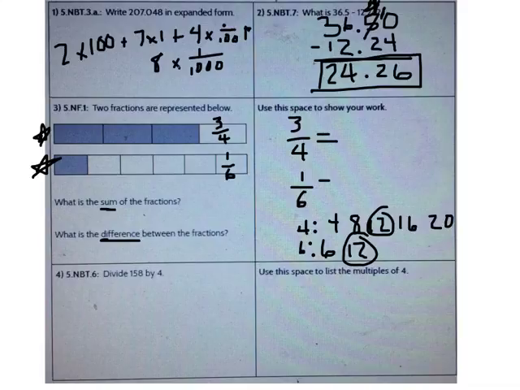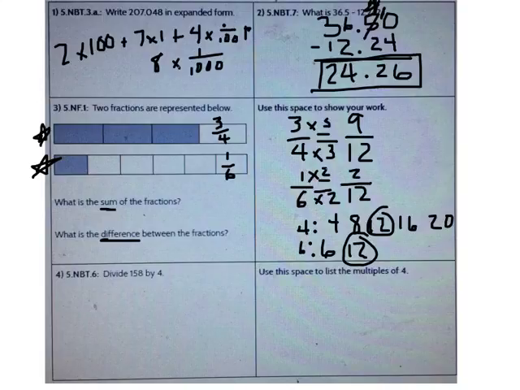Now I need to change each fraction so that the denominator is 12. 4 times what is 12? 4 times 3 is 12. What's 3 times 3? It's 9, so 3/4 is equal to 9/12. 6 times what is 12? 6 times 2 is 12. What's 1 times 2? It's 2. So 1/6 is equal to 2/12.